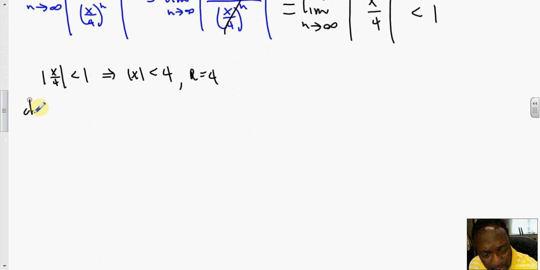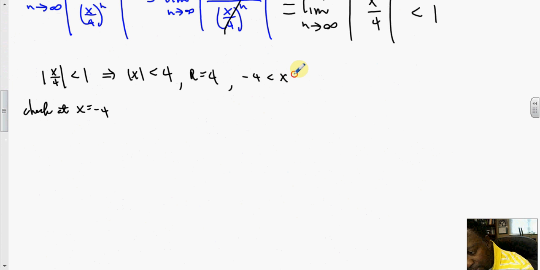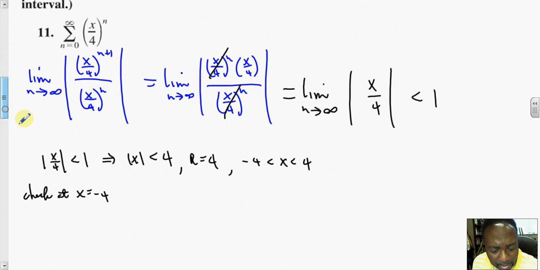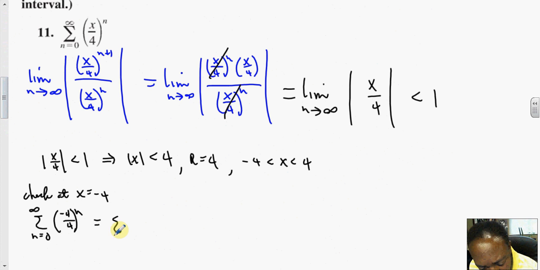We check the endpoints. So we check at x equal to -4, because here, by definition, this is defined as -4 less than x less than positive 4. So we check at x equal to -4, plug that back into the original problem. So we have the summation as n goes from 0 to infinity, here x is -4 divided by 4 to the nth power. This is the summation as n goes from 0 to infinity of -1 to the nth.